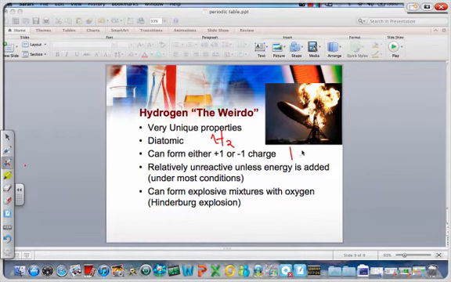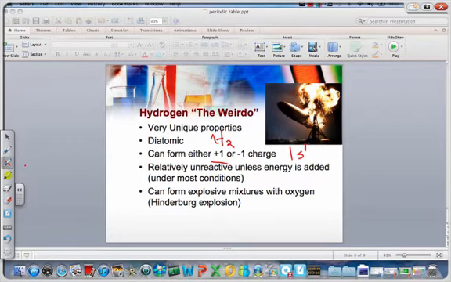Because of its configuration, it can gain an electron, which it will do sometimes, and it can also lose an electron. And it usually does form the +1 charge, though. Hydrogen is relatively unreactive unless you add energy to it. So if you take hydrogen gas and you put a spark to it, it will ignite.